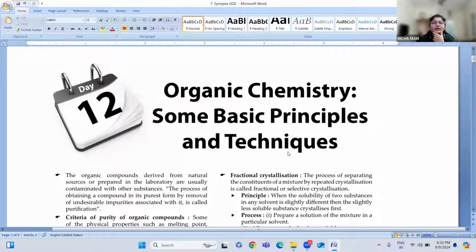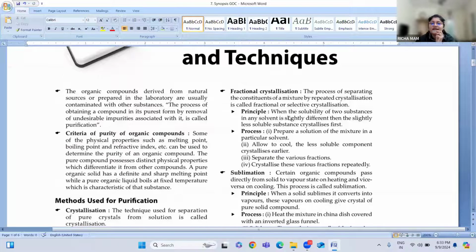So organic chemistry means what? We are dealing with carbon compounds. They are the natural compounds, so we are extracting these organic compounds from natural sources. Organic chemistry is nothing but compounds made up of carbon. Carbon containing compounds are called organic compounds, right? So in organic chemistry, we are going to discuss different methods.